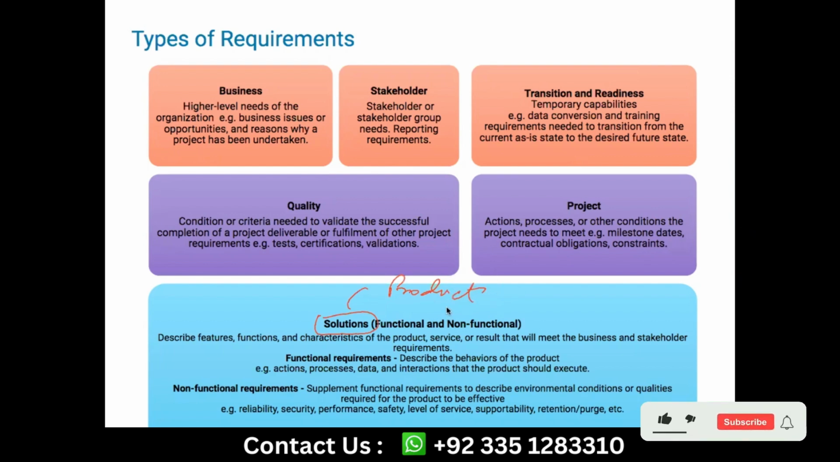So product requirement and solution requirement can be mapped together, and product requirement or solution requirement are further categorized into two branches: functional and non-functional. The functional branch of the solution or product requirements is like the actual usability of the product or the actual behavior of the product.